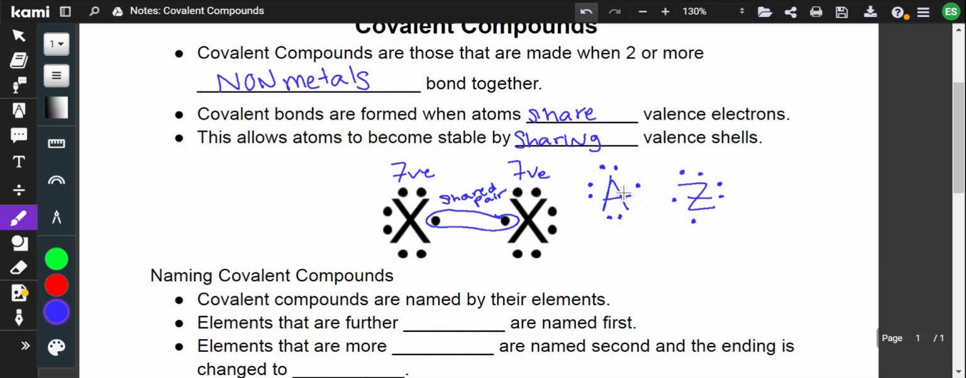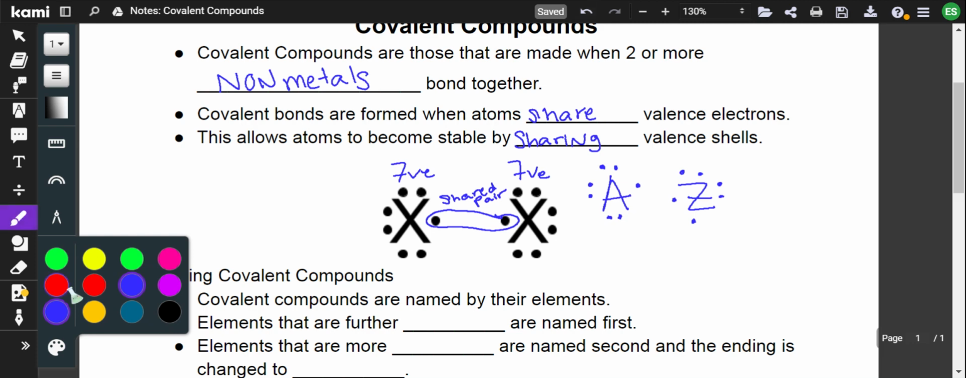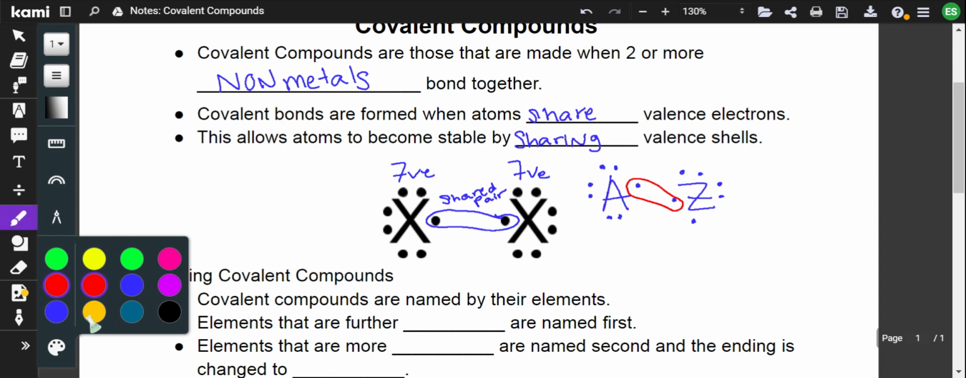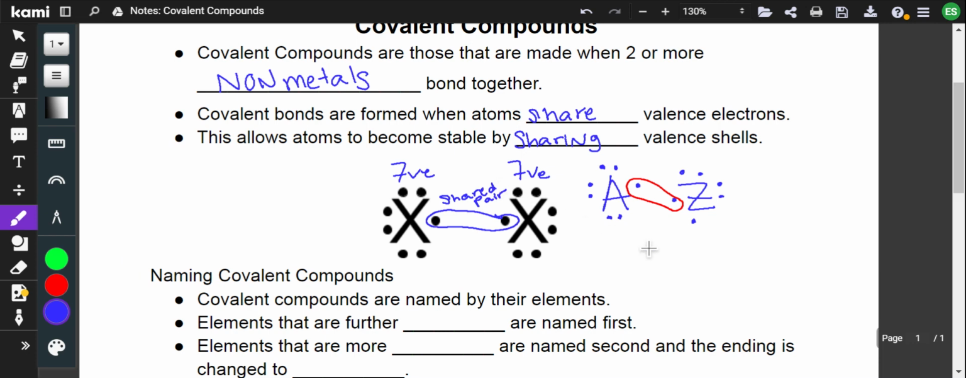Now, in order to completely fill A's valence shell, what they're going to do is they are going to share these two electrons. These now become shared. And now A has a full valence shell. Z may not, but that's where we can add another element here. We can add another atom.